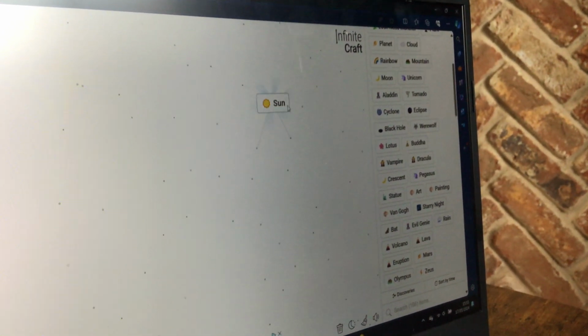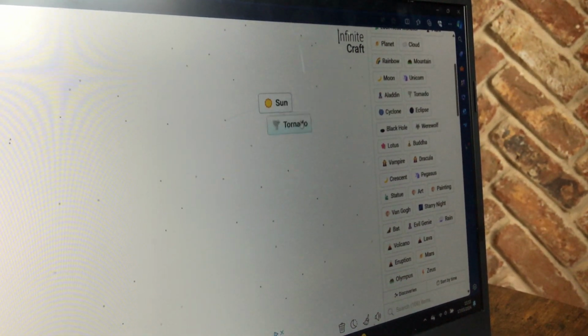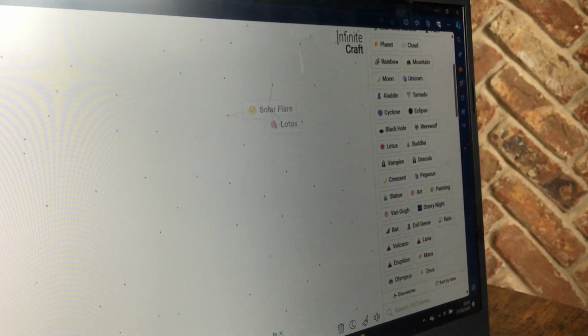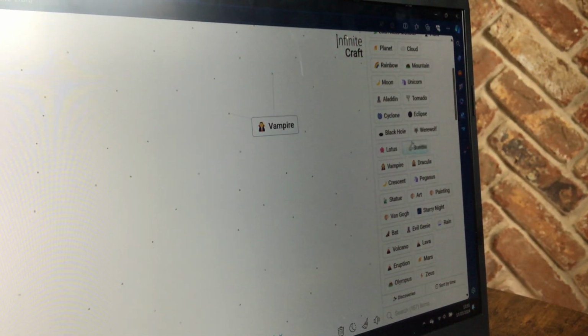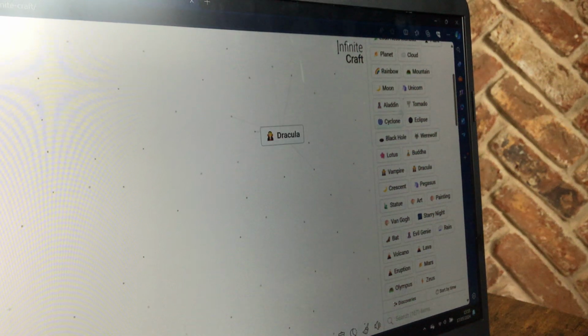Let's see what eclipse plus this is. Sun plus tornado. Solar flare plus lotus. Buddha plus vampire. Let's see what this is. Dracula.